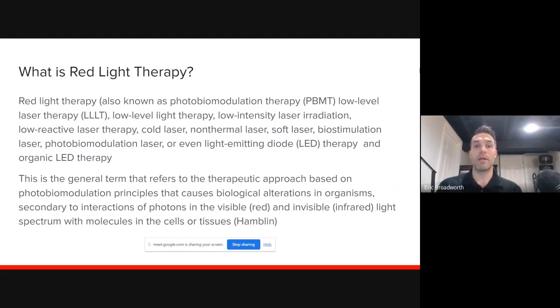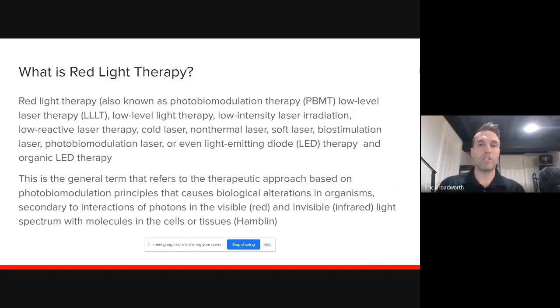Red light therapy is also known as photobiomodulation therapy, low-level laser therapy, low-level light therapy, low-intensity laser irradiation, low reactive laser therapy, cold laser, non-thermal laser, soft laser, biostimulation laser, photobiomodulation laser, or even light-emitting diode LED therapy and organic LED therapy. So there is a wide range of names for red light therapy. In the scientific community, it is definitely best known as photobiomodulation or low-level laser therapy, so if you're looking up research articles, I would recommend searching those terms.